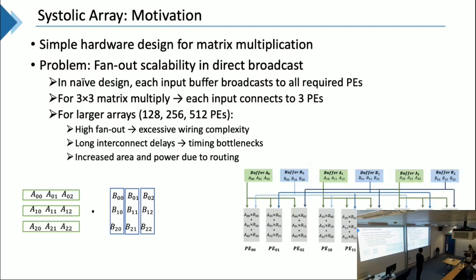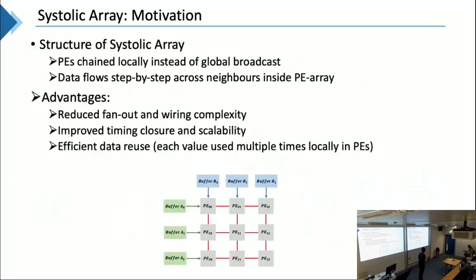bottleneck. And this complicated interconnect also increases the area and the power, because you need more wires to do this interconnection. So it consumes more power and area. That's the reason why we need a more efficient hardware design, which is called a systolic array.